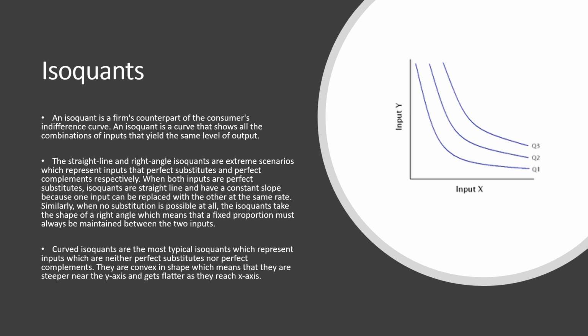Finally, I have to talk about isoquants. Isoquants are like the indifference curves in the consumer module. An isoquant is a curve that shows all of the possible combinations of inputs that yield the same level of output. And the straight line and the right angle line are extreme scenarios. A straight line would mean that you have perfect substitutes, and a right angle would mean that you have perfect complements. So I'll give an example of perfect substitutes.